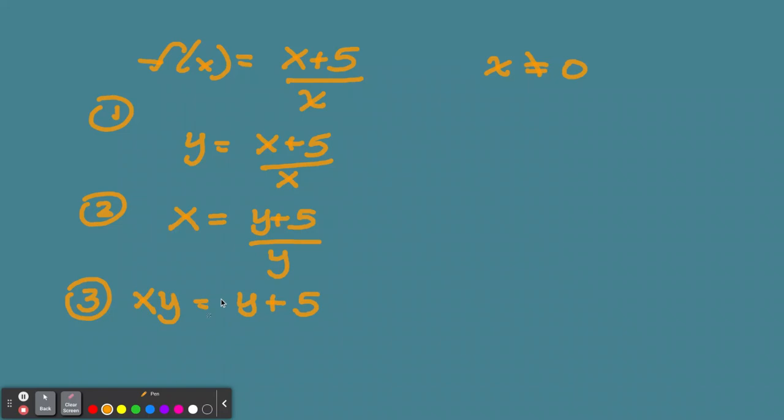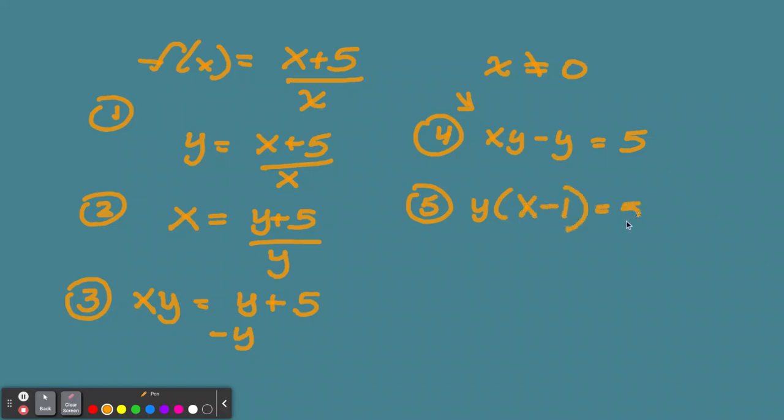And now we've got to get rid of that y over there, right? We don't want two y's. So we're going to subtract the y on both sides. This one's a little harder, this problem. So we'll get, step 4, xy minus y equals 5. And then what we can do, since we only want one y, is factor. If we take out a y, we'll get y times x minus 1 equals 5.